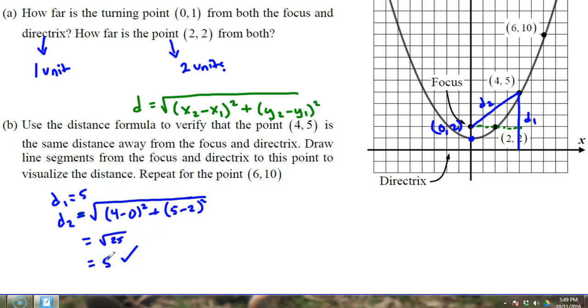Okay, we wanted to show that those distances were the same. Now it says do that same work for the point 6, 10. Well, let's grab our red pen and let's make a segment that's vertical here. So I know that's going to be 10, right? Because the point is at 6, 10. So I know that distance is 10. Call that D1.